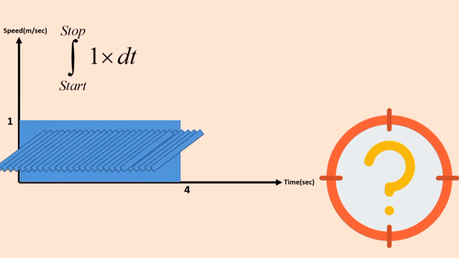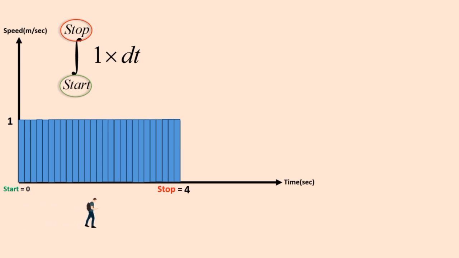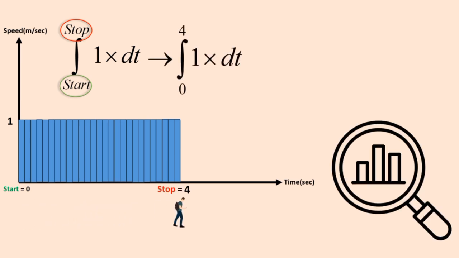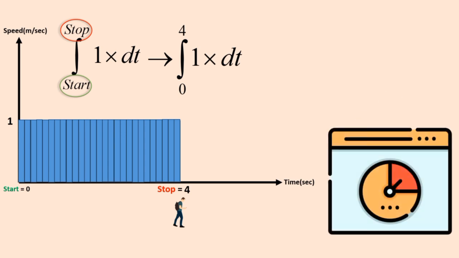But there's one more important question. When we say we're adding up all these tiny areas, where do we start? And where do we stop? In this situation, we start counting distance at the moment you begin walking. That's time 0. And we stop after 4 seconds. That time interval from the start to the finish tells us exactly which part of the graph we are adding up. We're not adding everything forever. We're only adding what happens during this specific time window.